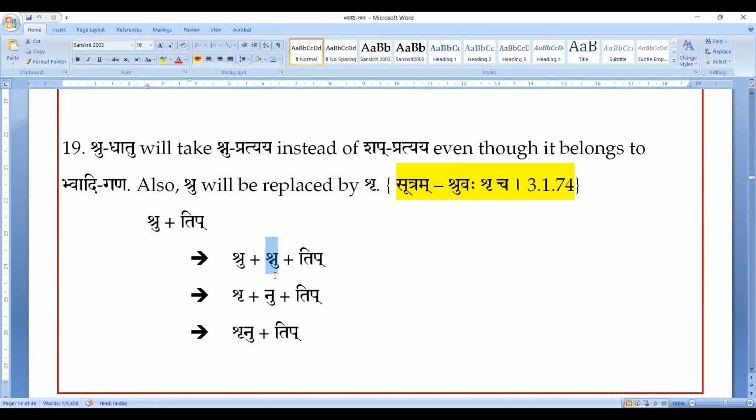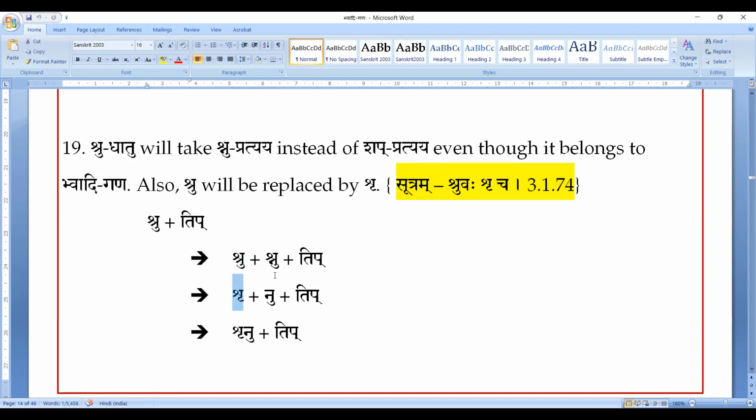Even though the Dhatu belongs to the first group, you may ask why it is in the first group. It is there for some reason, not only for the Ganavikarana. This happens when followed by a Sarvadhatuka Pratyaya. When followed by an Ardhadhatuka Pratyaya, or other Lakaras, there is a reason it is in the first group. We have one rule for that: Shru will be replaced by Shr, and also Shap should not come; Shnu should come. Therefore, Shr plus Shnu.